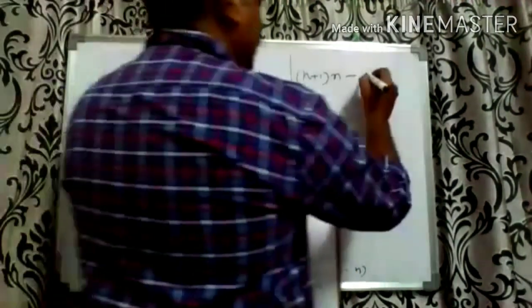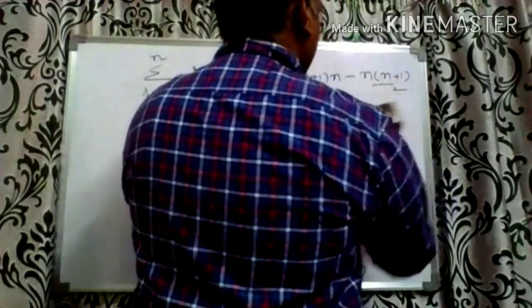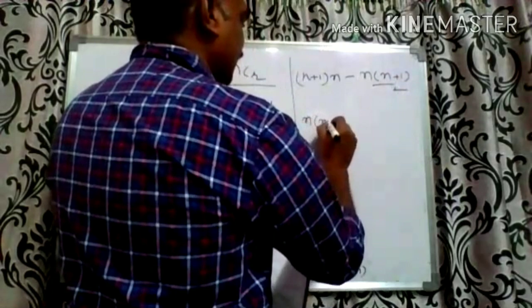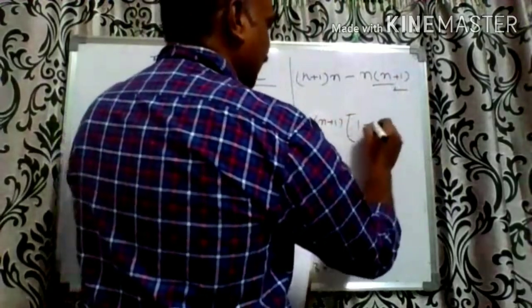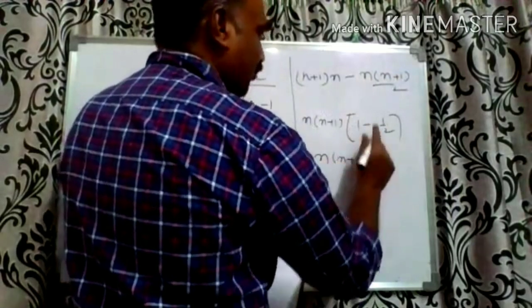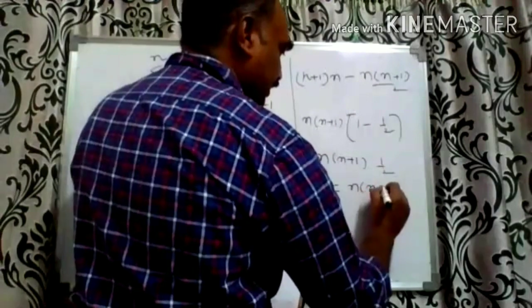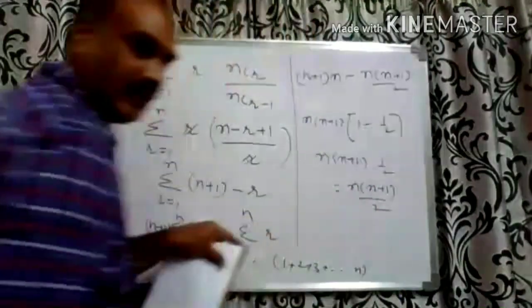So the sum of the first N natural numbers is equal to N into N plus 1 by 2. So that is equal to N into N plus 1, comma, 1 minus 1 by 2, that is equal to N into N plus 1 into 1 minus 1 by 2, which is 1 by 2. So the final answer is N into N plus 1 by 2.